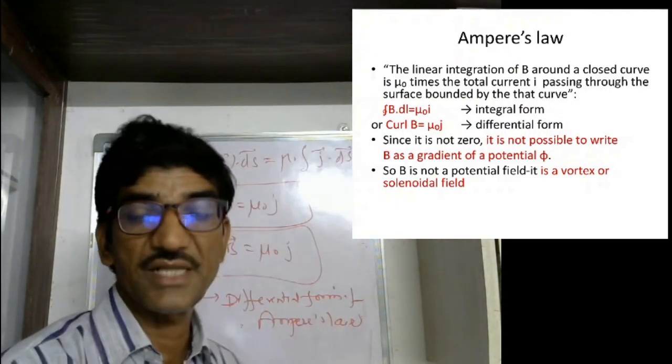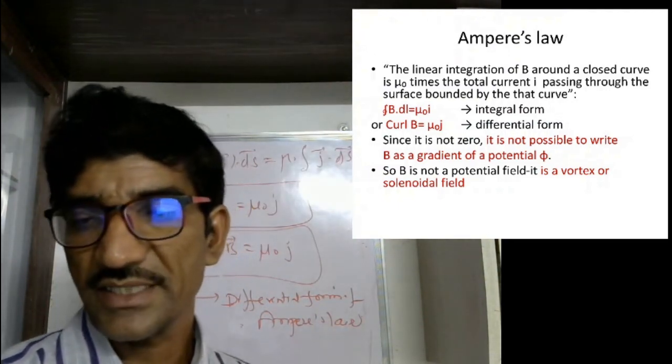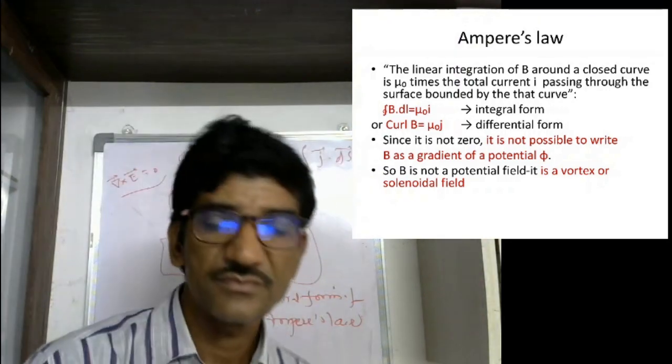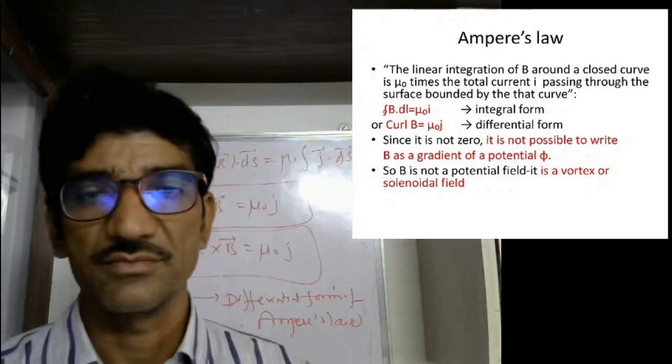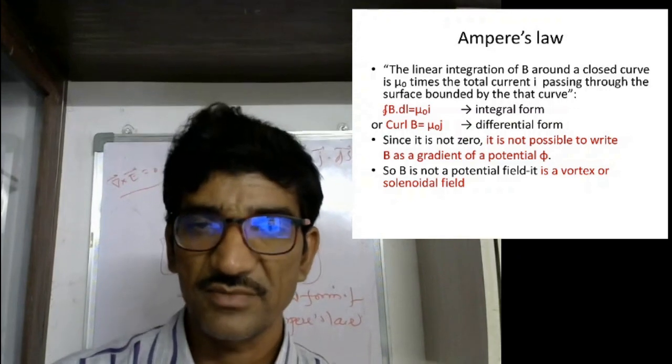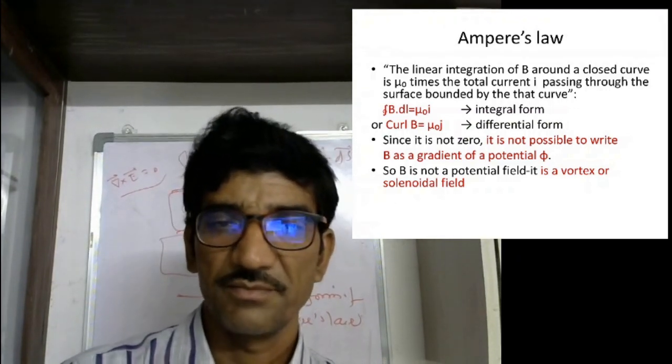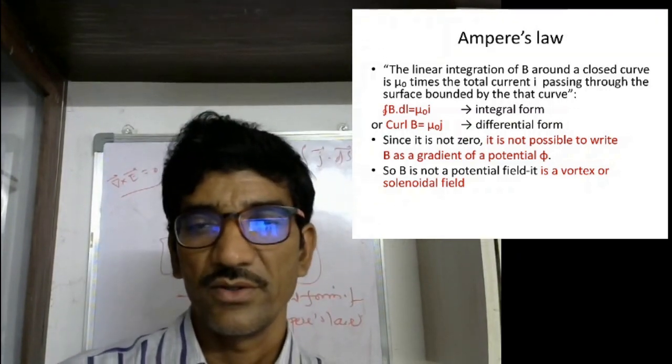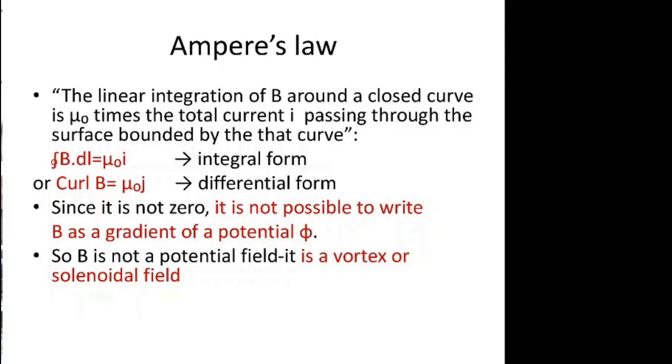Now this is about the nature of the magnetic field vector, the magnetic induction vector B. Let us stop with this.